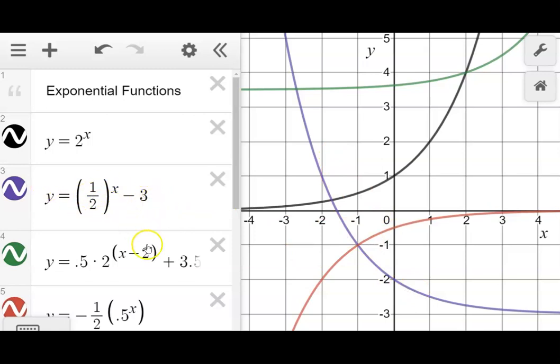But just like the other parent functions, we can move the graph up or down. The graph could be increasing or decreasing, but you will notice that all of them are flat on one side or almost horizontal and going up or going down on the other side. That is typical for your exponential functions.